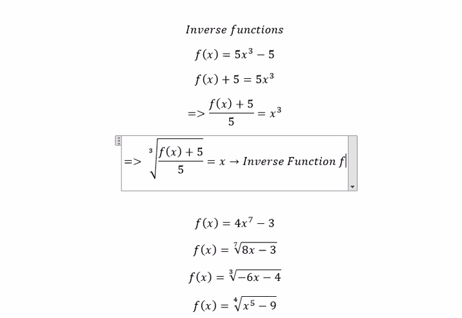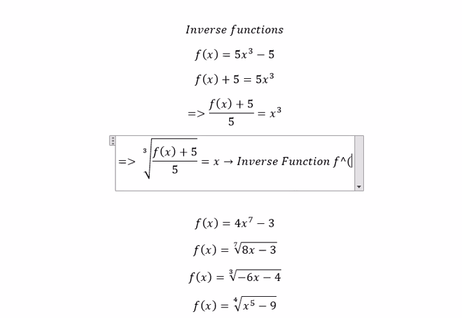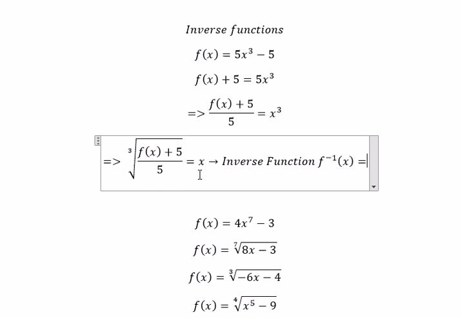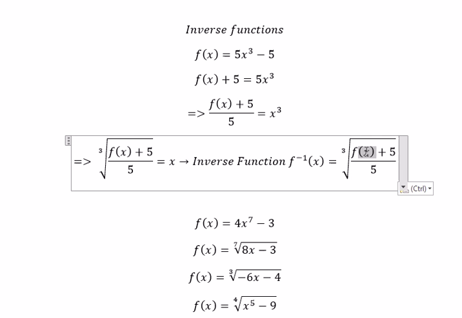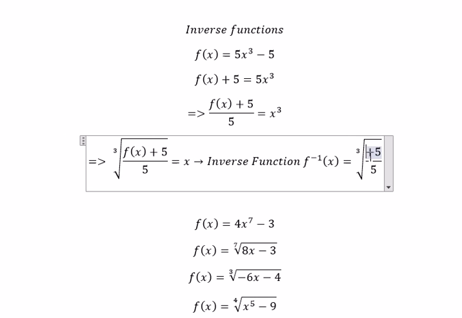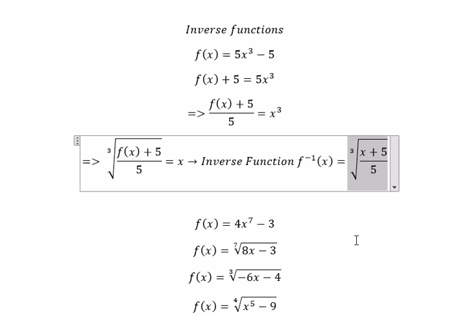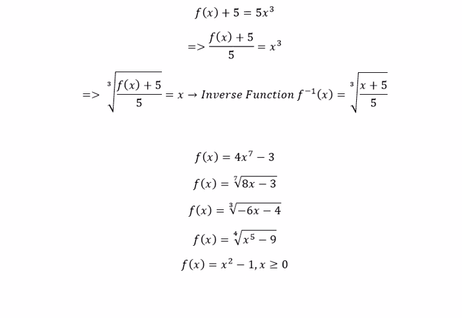And now we can find the inverse function. That should be f to the power of negative 1 of s equal to this one. So we just change f(s) into s, and this is the inverse function. Now let's go to the second one.